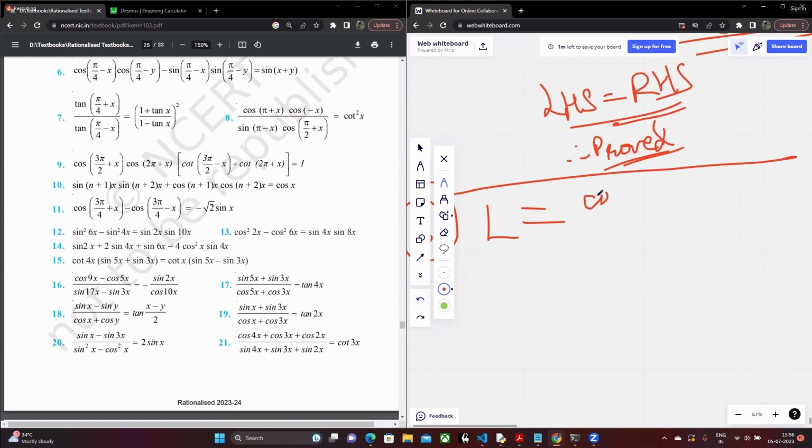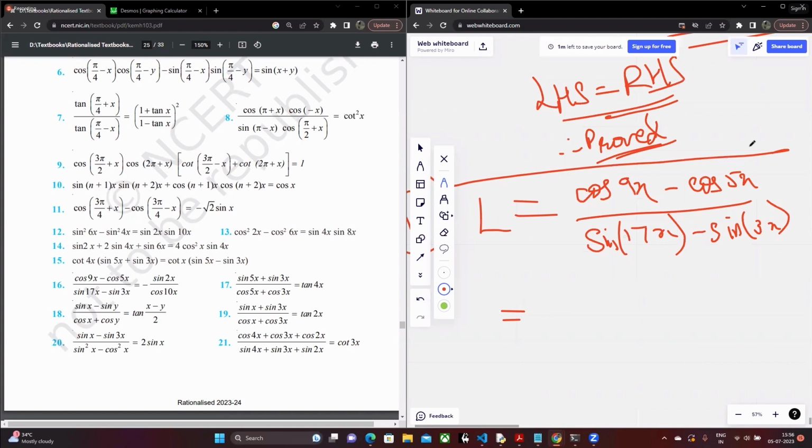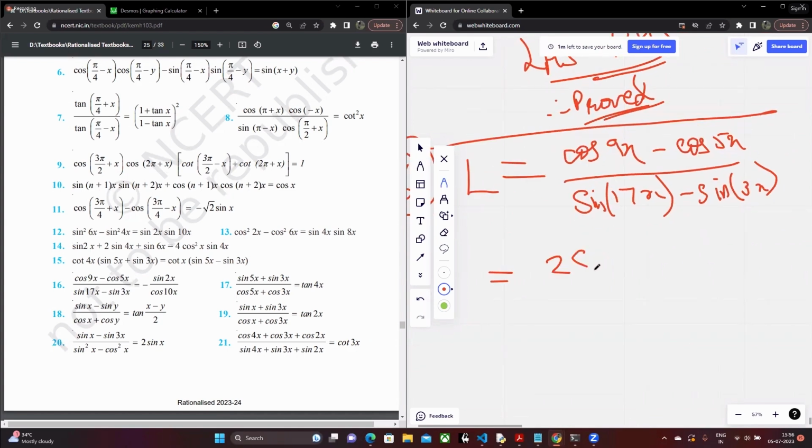This is going to be cos of 9x minus cos of 5x divided by sine of 17x minus sine of 3x. You should know the formula. Cos A minus cos B is going to be 2 sine of (9 plus 5)/2, that is 7x, into sine of (5 minus 9)/2, that is going to be minus 2x, because it's 5x minus 9x divided by 2.